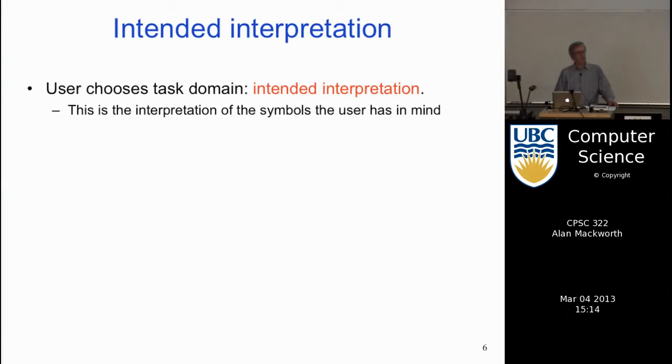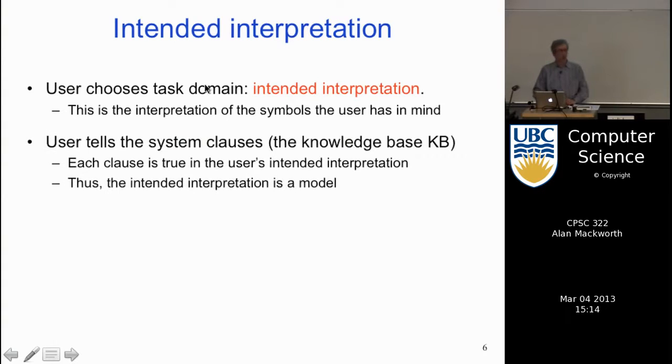Okay, so there's this idea of intended interpretation. That's imposed on by you, the user. You're looking at this theory from the outside, and you're saying, I really want this world to be the case. So you're choosing the task domain. And that's the interpretation of the symbols the user has in mind. The computer doesn't know what these symbols mean yet. "It is raining" doesn't have any meaning to the computer. It might as well be Q or P or R or anything else. There's no semantics inside the computer yet. So that's imposed on it from outside.